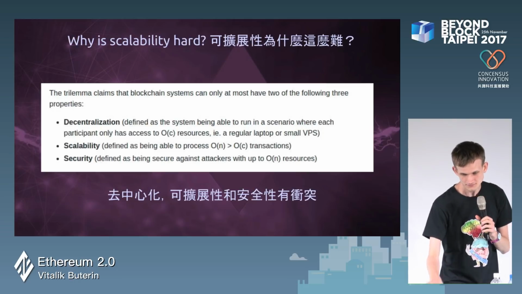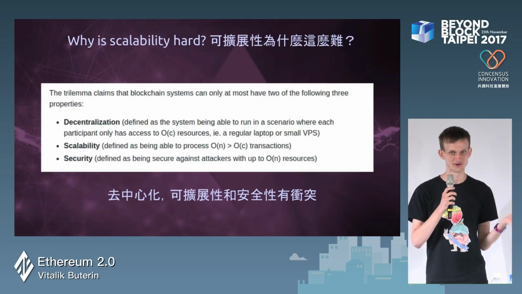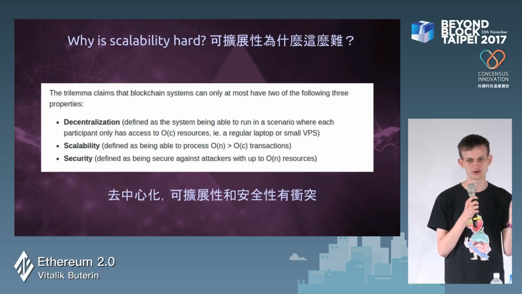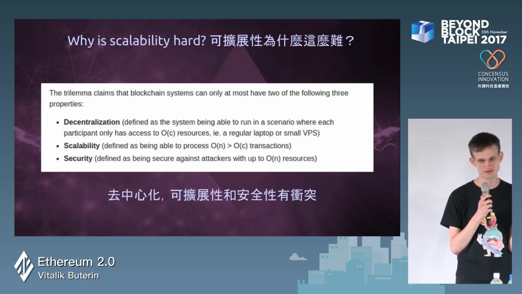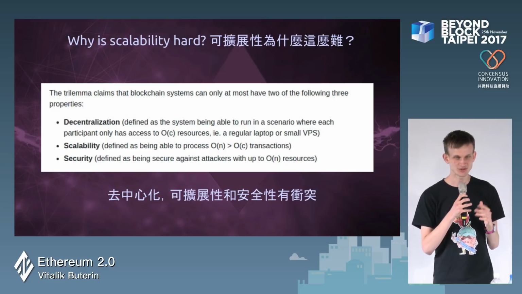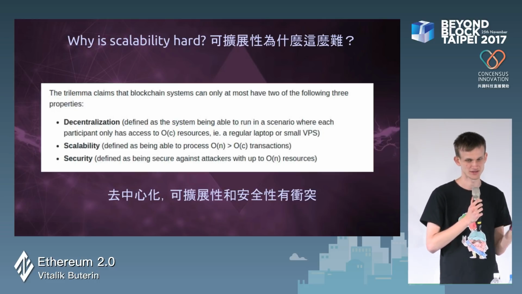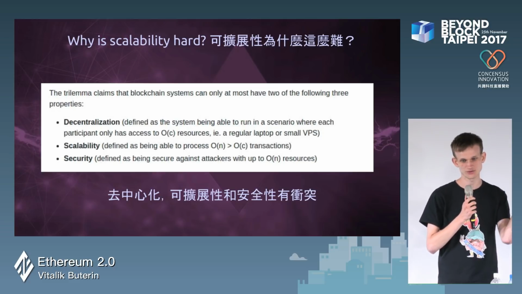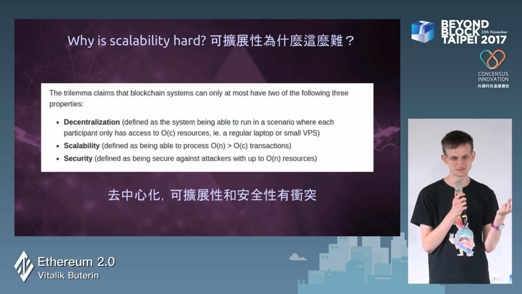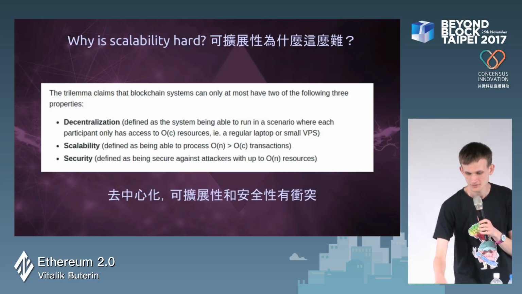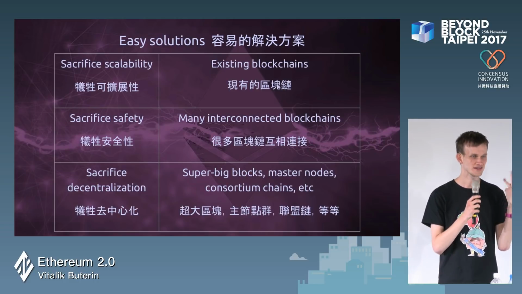Now, why is scalability so hard? I often talk about the scalability trilemma, where I say that blockchain systems have to trade off between different properties, and it's very hard for them to have 3 things at the same time, where one of them is decentralization, the other is scalability, and the third is security, right? So the problem is, it's fairly easy to have 2 out of 3.